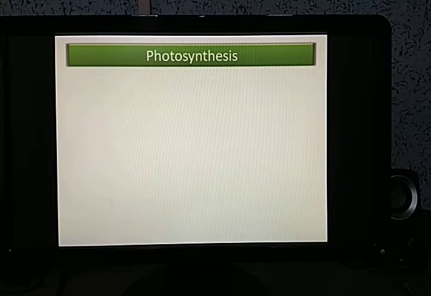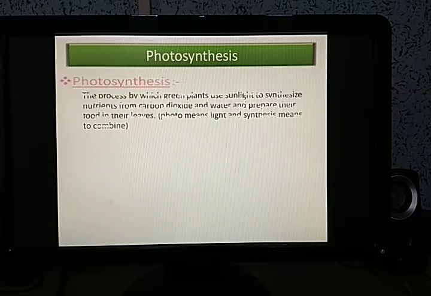Hello everyone. Today in this video we're going to discuss the next topic in our book, that is photosynthesis. Now we all have some basic idea about what is photosynthesis or where does this process occur. We all know it occurs in plants. So let us first look at the definition of photosynthesis.